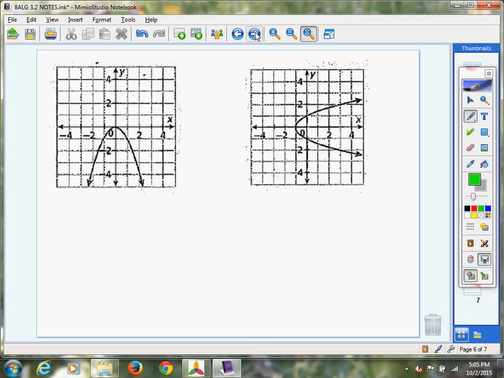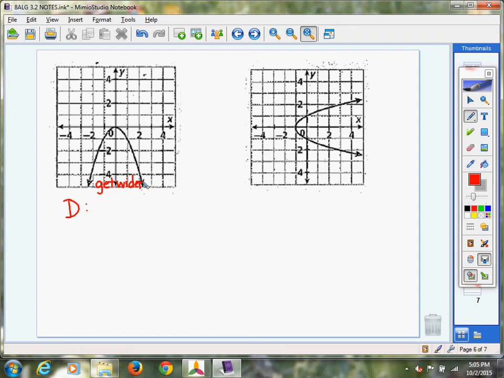And let's switch back to another color. Let's do the domain, okay? Remember, the domain is anything on the x-axis. Now, I don't have a beginning and I don't have an end on the x, because a parabola is going to continue to get wider as it goes down, okay? It's going to get wider and wider and wider and wider. There's no beginning or end on the x-axis.